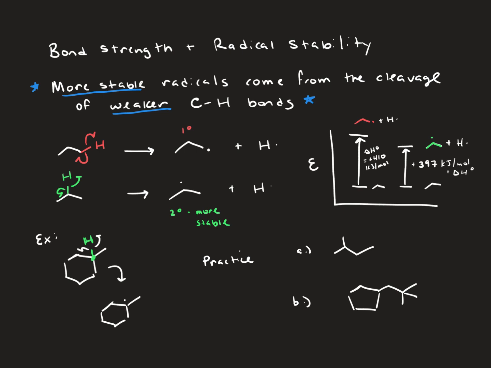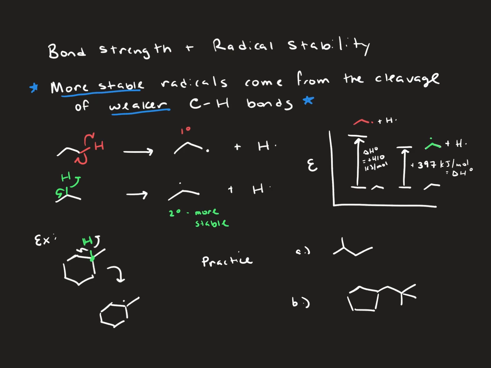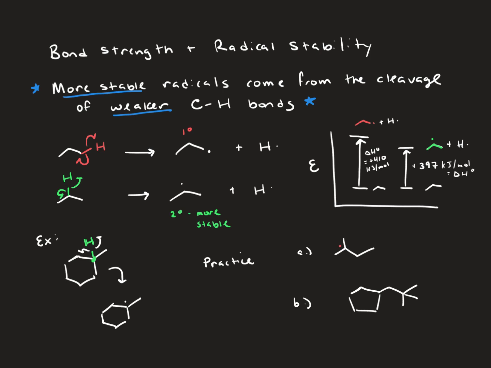So hopefully you've paused the video and tried those examples. These are the kinds of examples you'll see on the exam. So here again, we're looking for tertiary carbons. So we have one here. This is the carbon. The most stable radical then is going to be the one that forms right here from the breaking of that C-H bond.